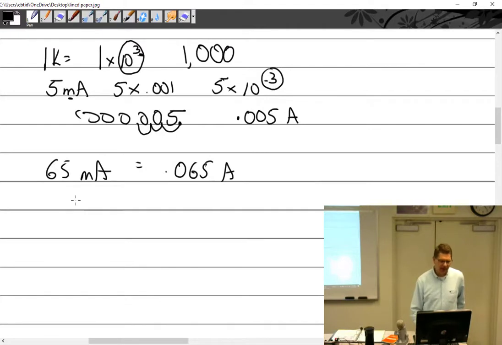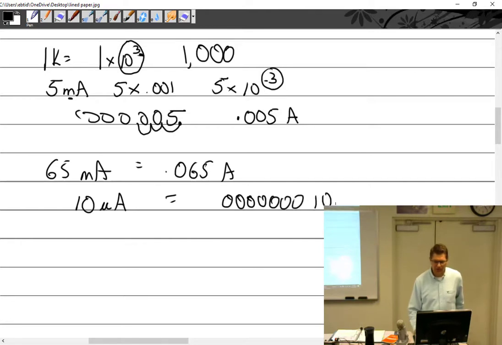And what if I had 10 microamps? 0.00001. Well, if you don't know, you can just put a lot of zeros and then put your 10 and start counting. So here we go. 1, 2, 3, 4, 5, 6. There we go. So it's that many. 1, 2, 3, 4 zeros because I moved it 6 places over. So it's 0.00001 amps. Very tiny amount.